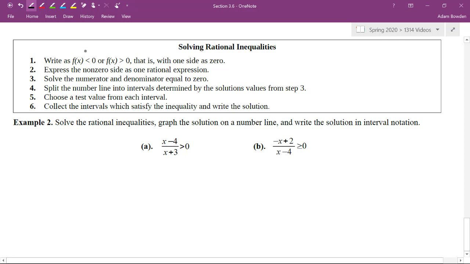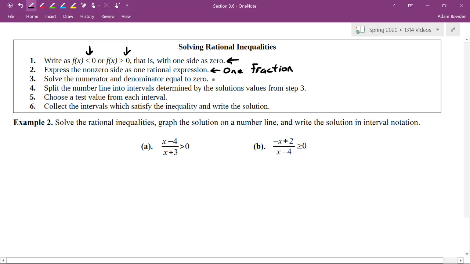First off, we will make sure that we have it as less than or greater than 0. We want everything on one side, and we want to make sure one side is 0. Now, there is one step that we sometimes see, and that is we want to combine everything into one rational expression, which basically means get everything into one fraction, if necessary. Sometimes some terms can be spread out, and so we have to combine into one fraction.